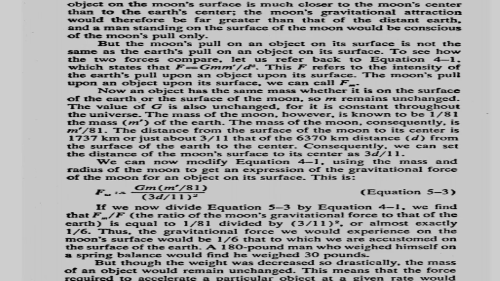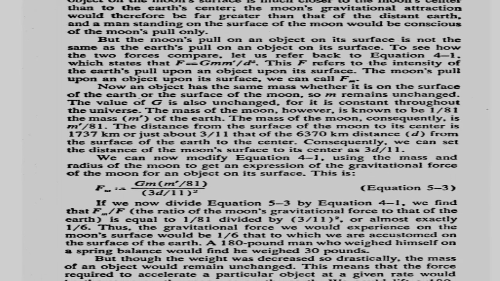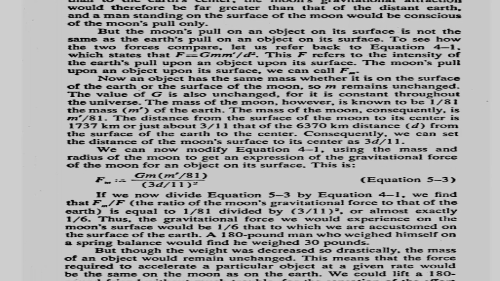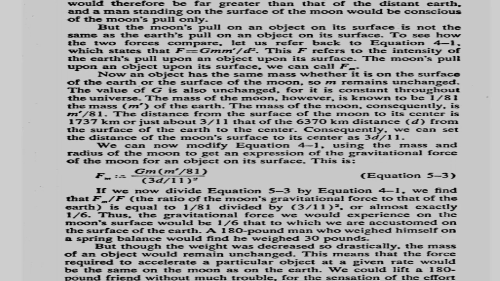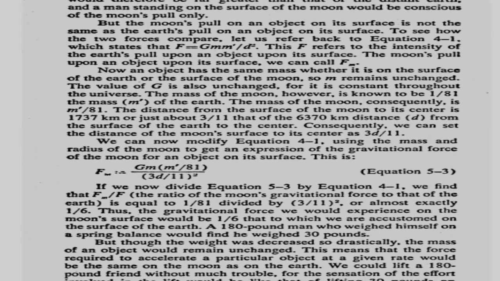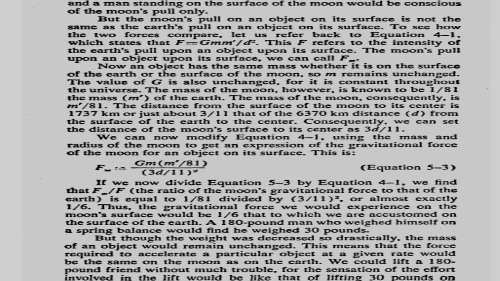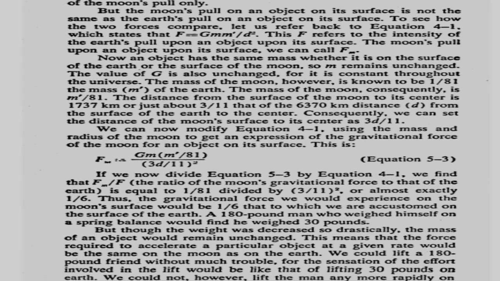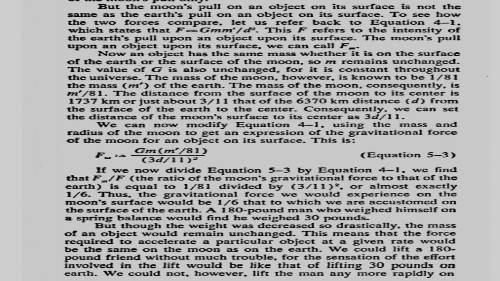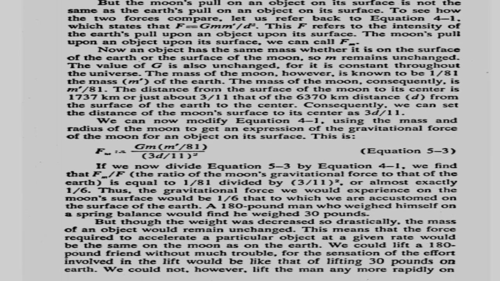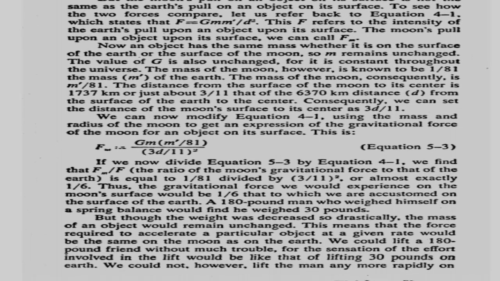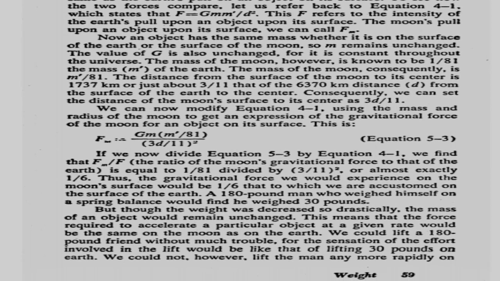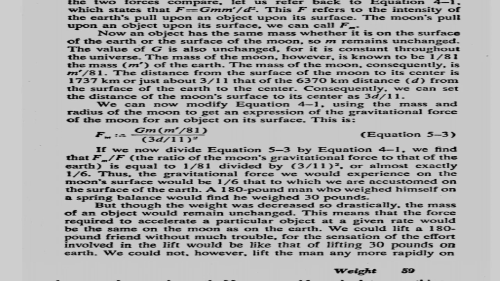Equation 5-3. If we now divide equation 5-3 by equation 4-1, we find that capital F tiny m divided by capital F, the ratio of the Moon's gravitational force to that of the Earth's, is equal to 1/81 divided by 3/11 squared, or almost exactly 1/6. Thus, the gravitational force we would experience on the Moon's surface would be 1/6 that to which we are accustomed on the surface of the Earth.